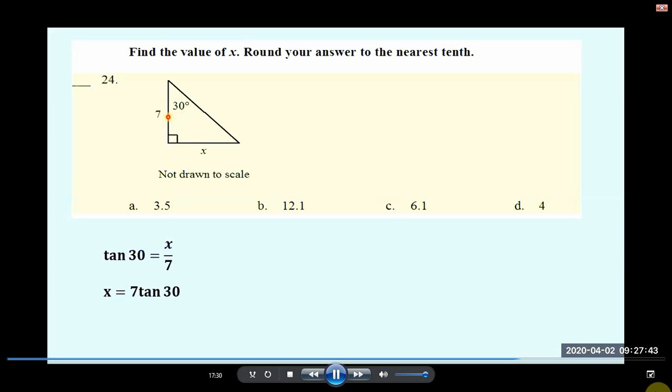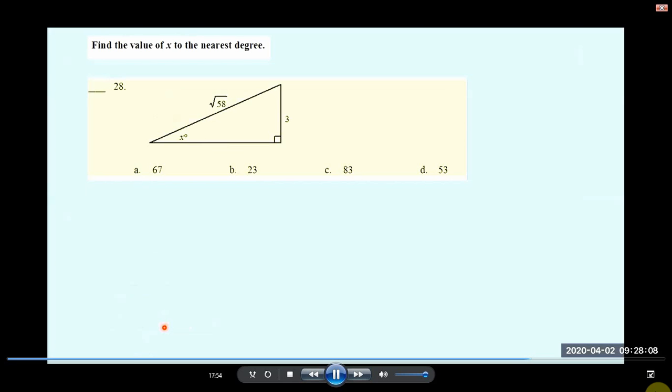And use the calculator, it will be 4.04145 and so on. But he said what? Round to the nearest tenth. Then this 0, does it stay 0 or will it become 1 according to the next one? 0. It will be 4.0, which means 4. Easy? Yes.